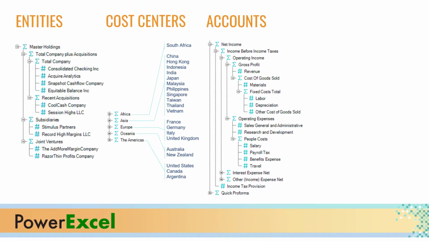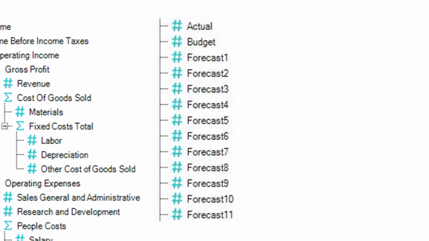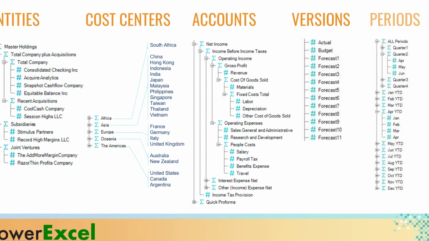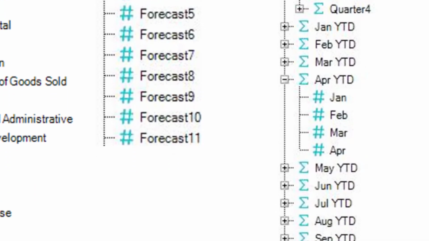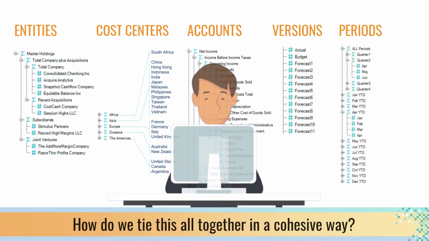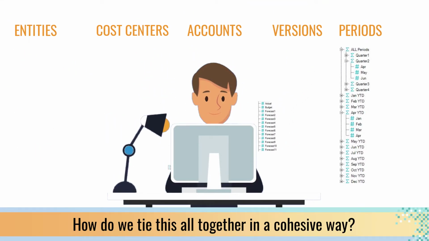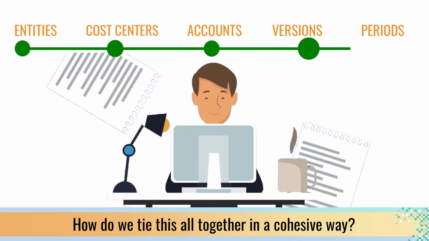But there's more. What about versions of your numbers, like your actuals, your budgets, and your forecasts and reforecasts throughout the year? And then finally, what about periods, and how do months roll up into quarters, and how do you cast your year-to-dates? How do you tie this all together in a cohesive way when leadership's view of how they want to run and drive the business changes over time?